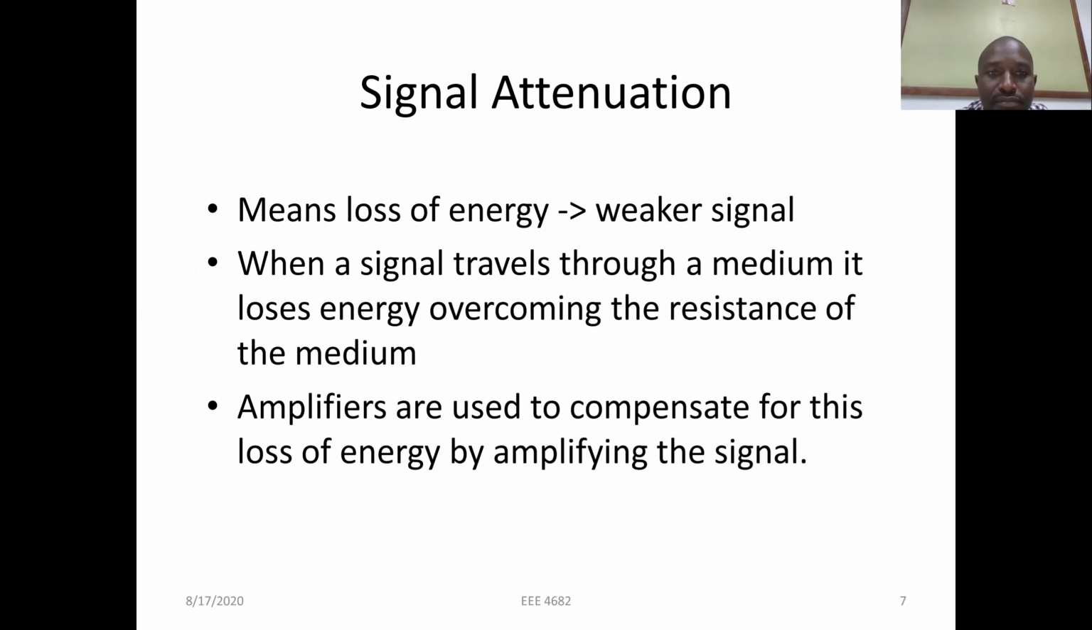Signal attenuation means loss of energy. It's a process where the signal loses energy or becomes weaker. Usually this happens when you're transmitting a signal between a transmitter and a receiver that are separated by a wide distance. Usually to mitigate that, we use amplifiers and repeaters, which will regenerate the signal before it is restored to the original format.